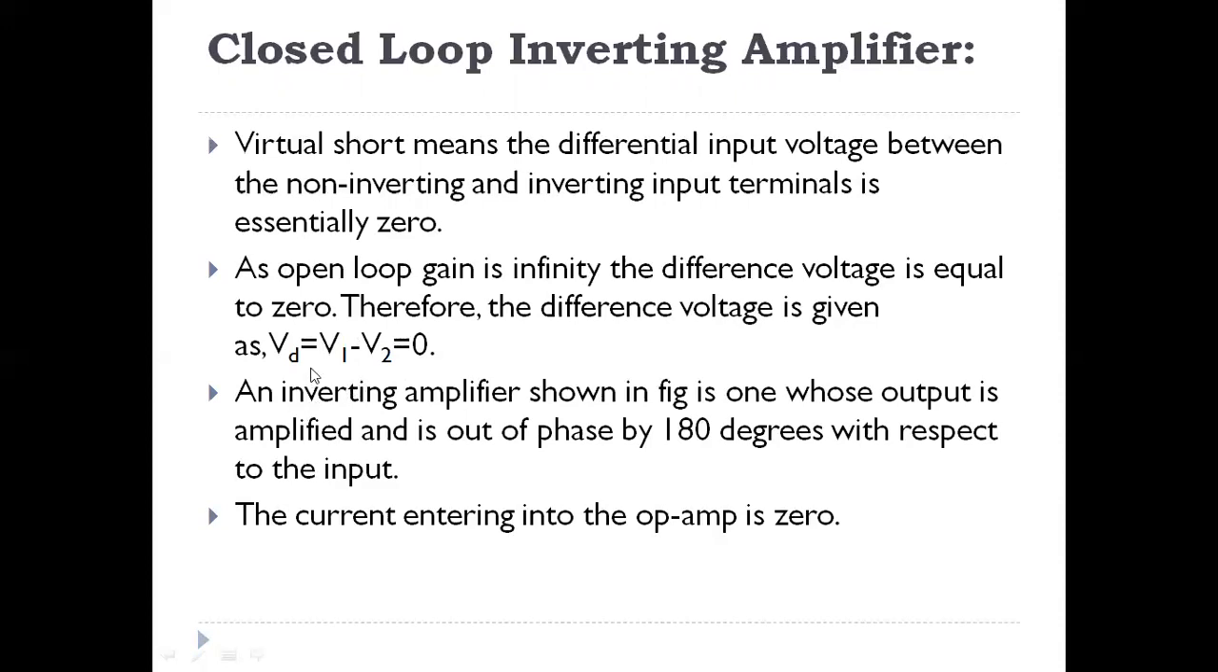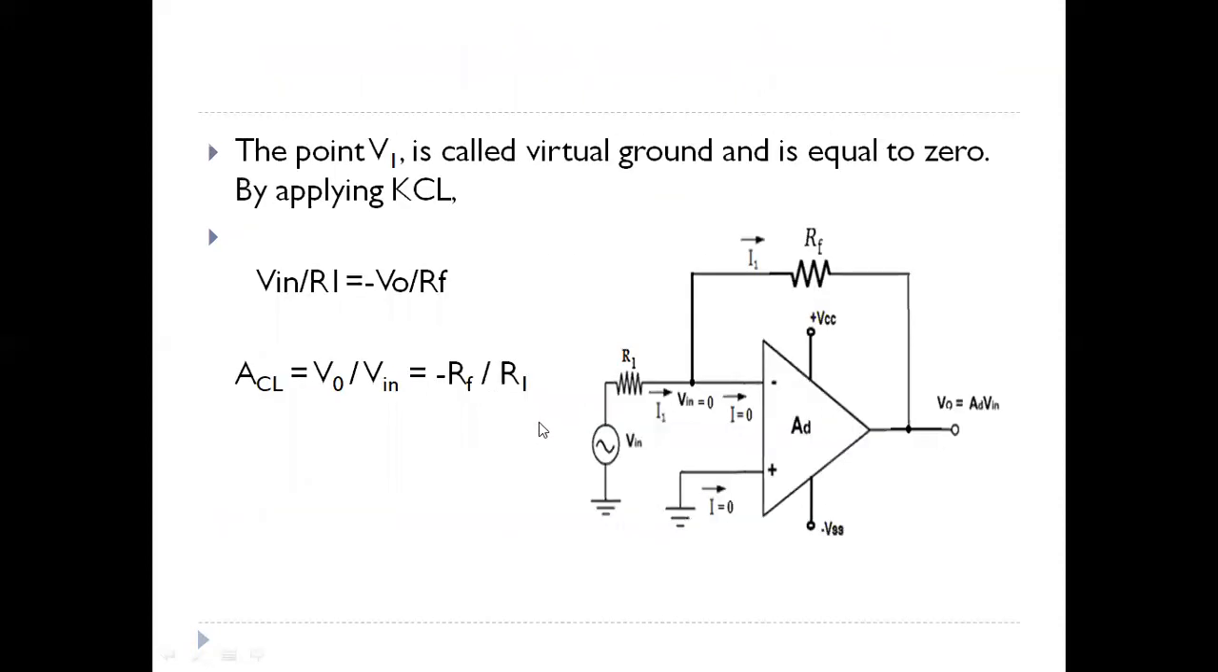Next, we apply this concept here, and we also have the basic rules of an ideal op amp. Already we have studied the golden rules of the op amp. According to those golden rules, the difference voltage at the input of the op amp is 0, that is Vd equal to 0, and the op amp draws no current at the input terminals. That means the current entering into the op amp is also 0. So we are applying these two rules here.